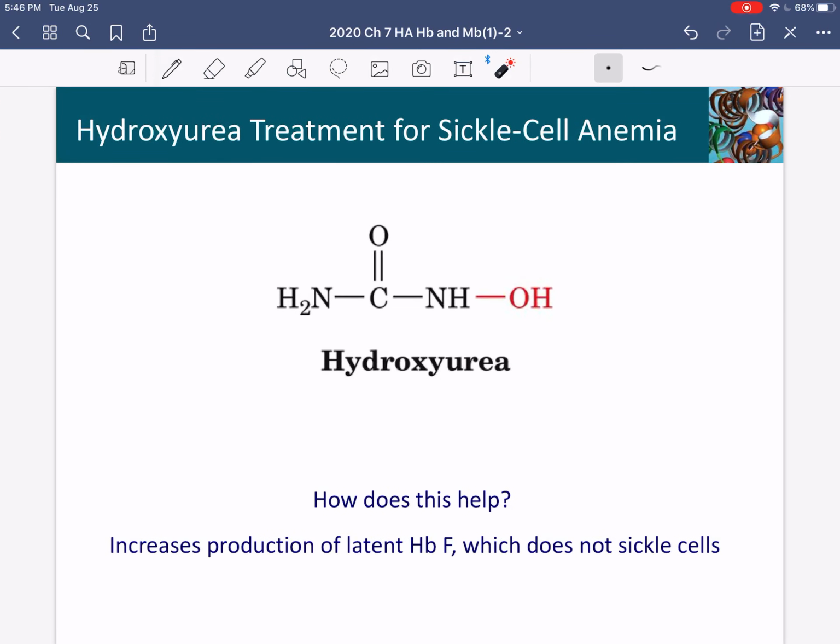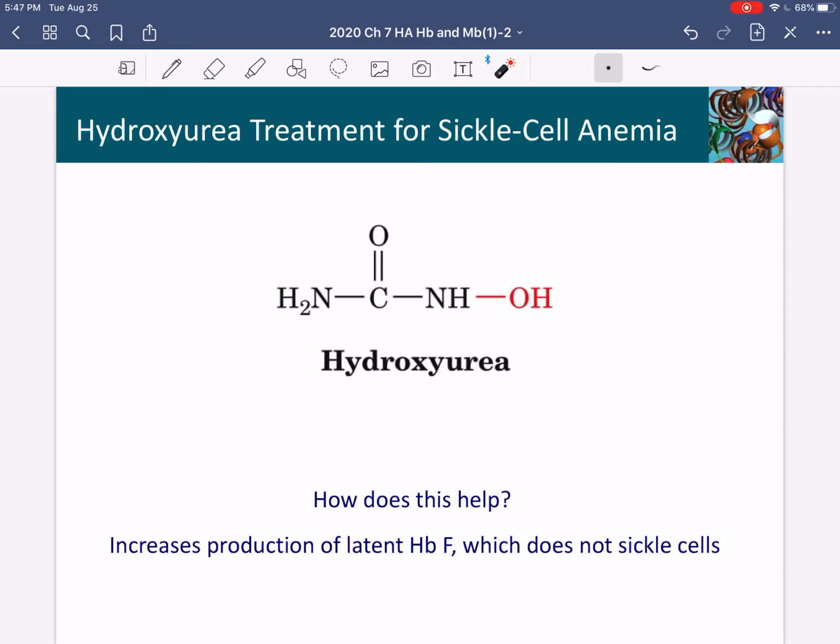Now, how can patients who are undergoing sickle cell crisis be treated? Well, it turns out that hydroxyurea is a treatment for sickle cell anemia, and it was known to help, but it really wasn't understood how it helped until molecular biology came along. And what we learned is that hydroxyurea stimulates the production of hemoglobin F.